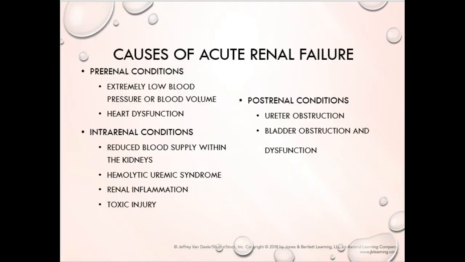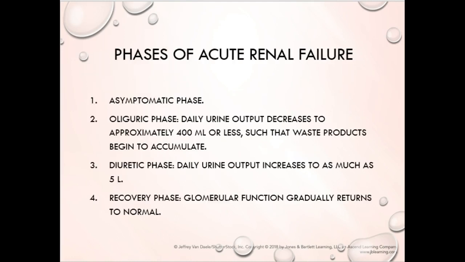So here we go. Prerenal, intrarenal, postrenal. I think you've got the general gist of that. There it is listed out again. Okay, so different phases. There's an asymptomatic phase. We can usually compensate for a little while. If it continues though, it'll move into the oliguric phase, where daily urine output decreases to approximately 400 milliliters or less. So then waste products will begin to accumulate.